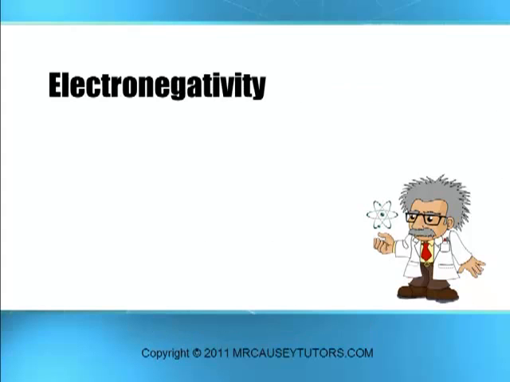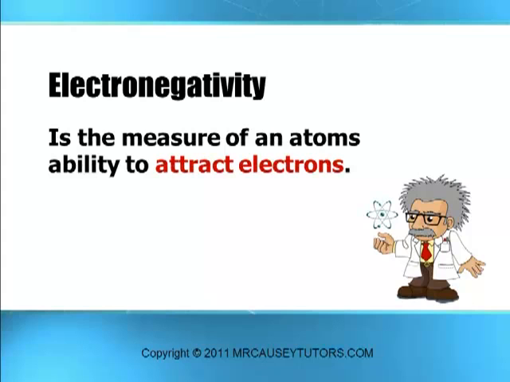Now, let's look at the next thing, electronegativity. Electronegativity is the measure of an atom's ability to attract electrons. Pay attention to that: attract electrons.